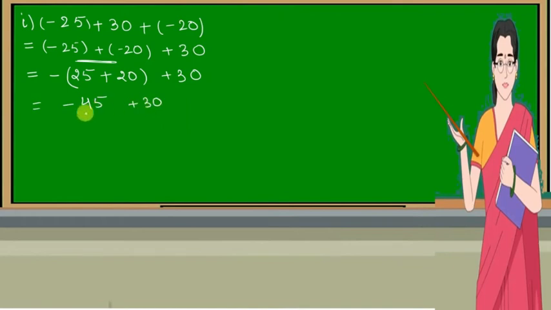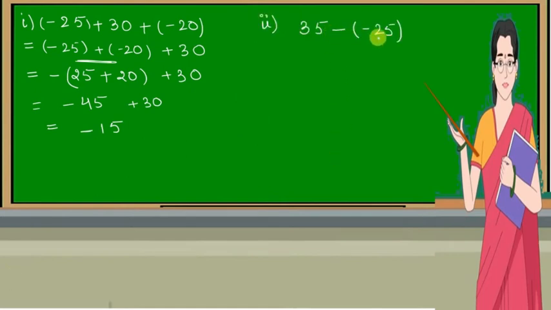Now these two integers are unlike integers. So we'll subtract their absolute values. We will get 15. The sign of the answer will be the sign of the number with greater absolute value, that is minus 45. So the answer will be minus 15. Let's solve one more question.